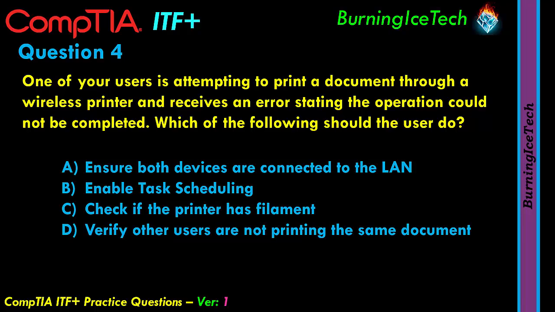C says, check if the printer has filament. Now, could be if this was a 3D printer, folks. We're not trying to print a 3D thing here. It doesn't mention anywhere anything regarding a 3D thing. It says print a document.